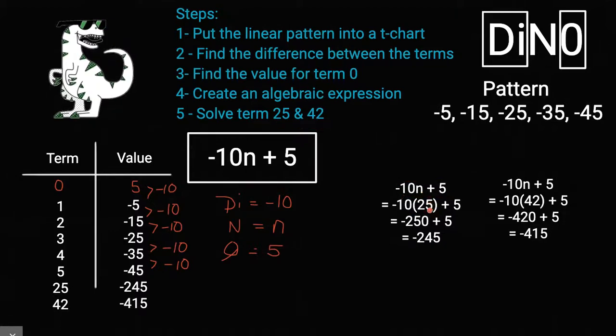This would have then helped you solve for term 25 and 42. So you would pop in 25 as your term and solve. -10n plus 5 equals -10 times 25 plus 5 equals -250 plus 5 equals -245. So in our t-chart, when the term is 25, our value is -245. Likewise, we would continue with 42. -10n plus 5 equals -10 times 42 plus 5 equals -420 plus 5 equals -415. So on our t table, when our term is 42, our value is -415.